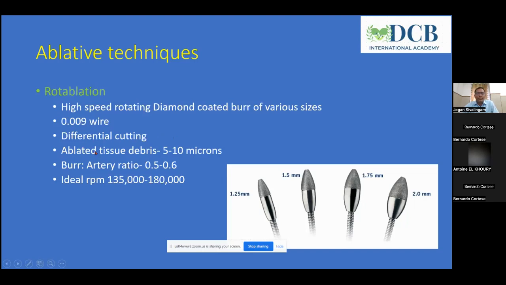And the ablated tissue debris is less than the size of red blood cells, ranging from 5 to 10 microns. So it is ultimately scavenged by our reticuloendothelial system. One important thing is the burr to artery ratio. It should be 0.5 to 0.6. And the rotation per minute should be 135,000 to 180,000. Well, 135 is really too low. There is a risk of entrapping the burr in the calcific plaque, so not less than 150.